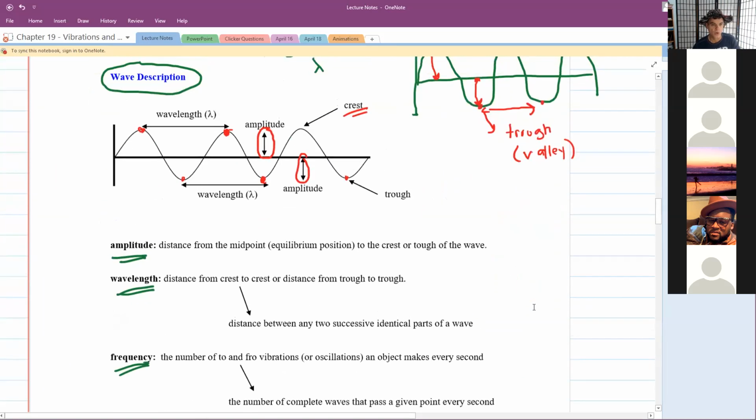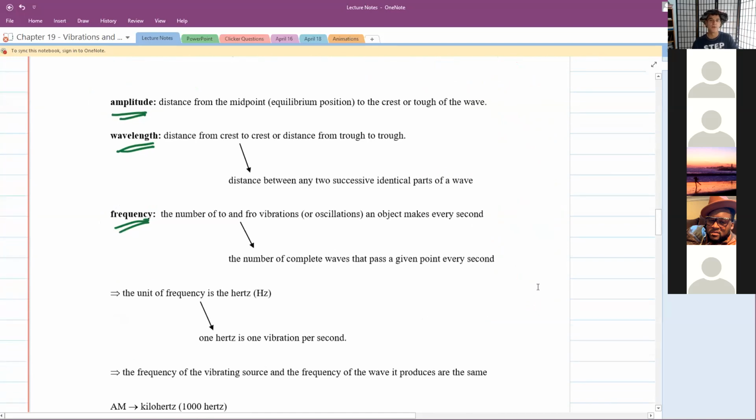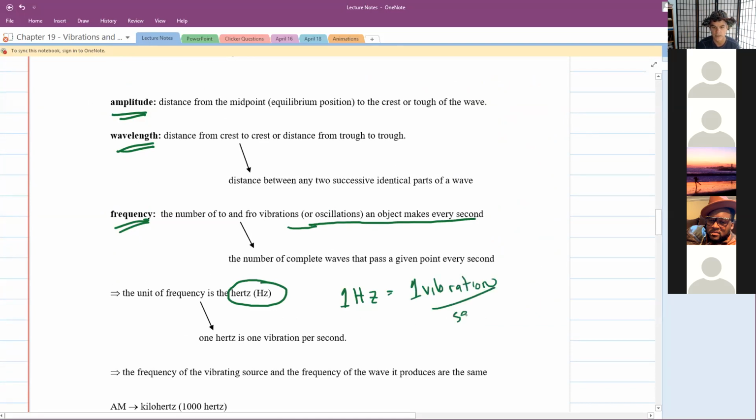Okay. So we looked at amplitude, we looked at wavelength, now frequency. I can't really draw frequency on a picture of a wave. Every wave is made by some object which is oscillating back and forth. How many times that oscillation happens every single second is called the frequency. We measure frequency in hertz. And 1 hertz is basically 1 vibration or oscillation per second.